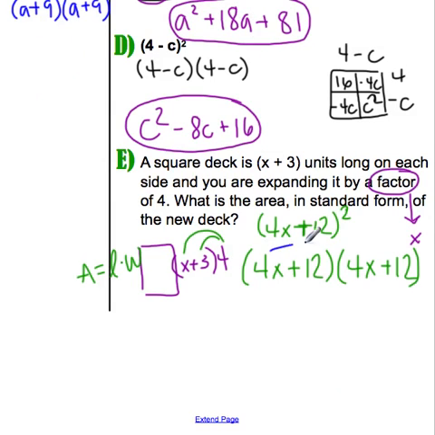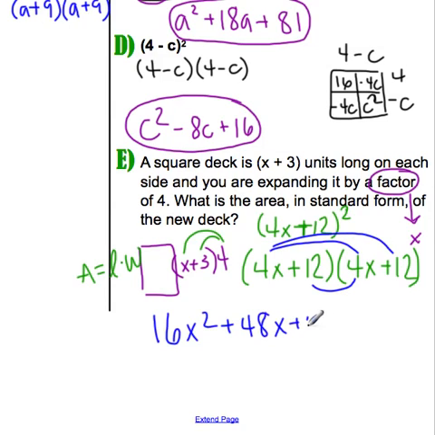So I'm going to take my first terms. 4x times 4x is 16x squared. 4x times 12 is 48x. Plus 12 times 4x, which is 48x. Plus 12 times 12, which is 144.